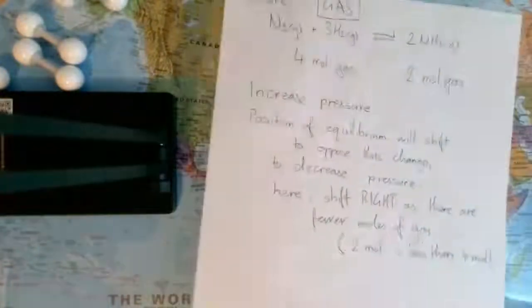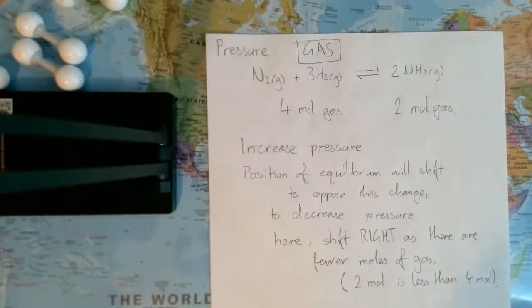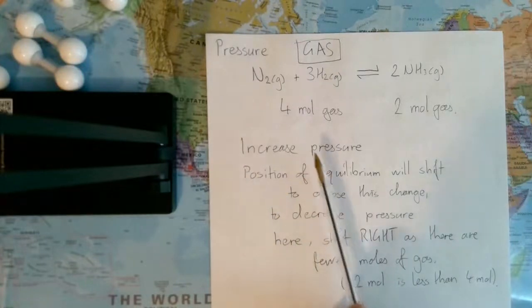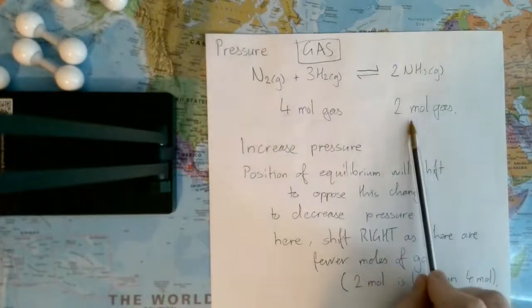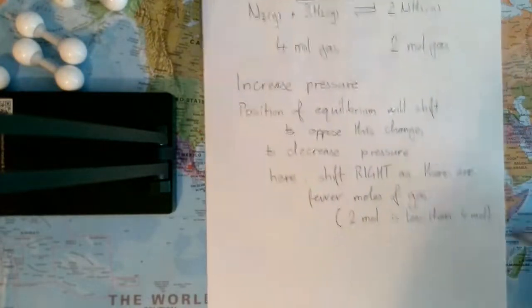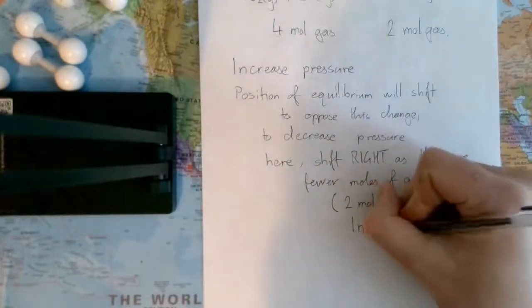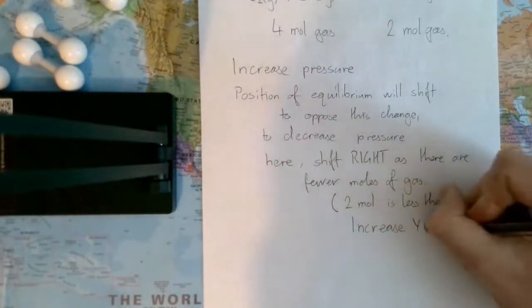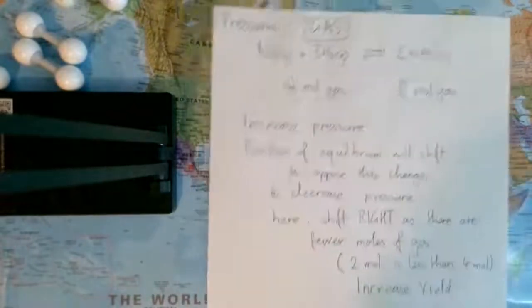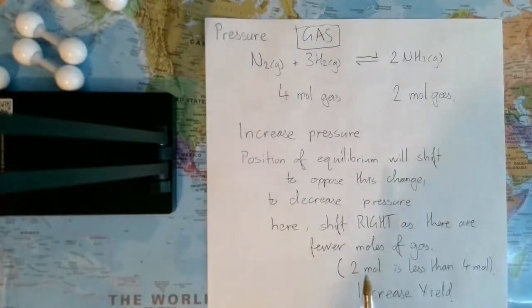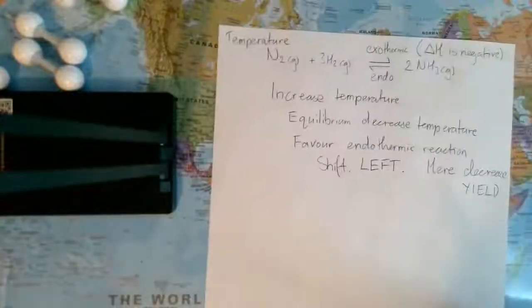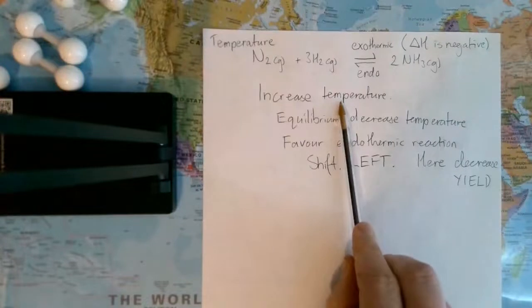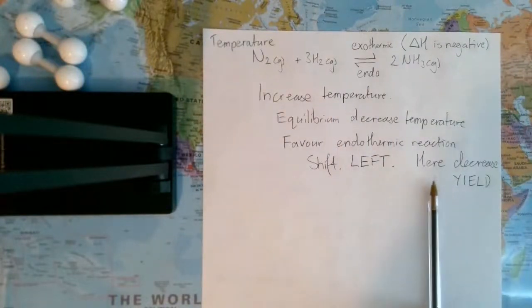If we go back over to the pressure one, we increased pressure, equilibrium tries to decrease pressure, it shifts to the right because there are fewer moles of gas, so for this one it would increase yield. For both pressure and temperature, the reverse arguments hold true. So you could equally decrease pressure, and that would lead to a decrease in yield for this reaction. And for this reaction, you could decrease temperature, which would lead to an increase in yield.